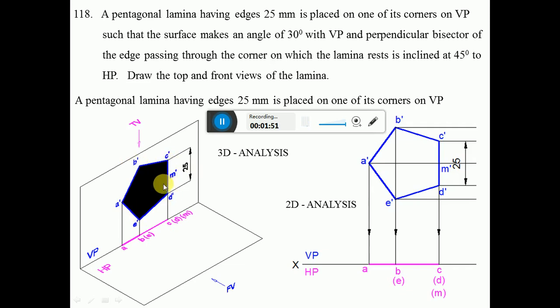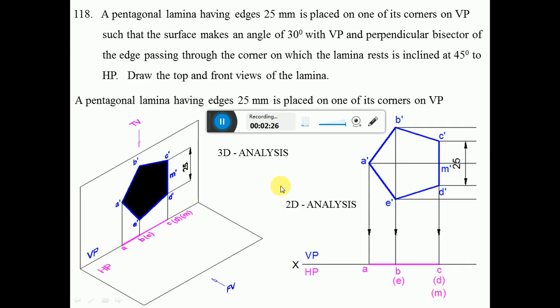When you look from the top view, since the surface is parallel to VP and perpendicular to HP, in HP you are going to get a line. But since it is parallel to VP, in the vertical plane you are going to get the true shape. When you look from the top view, A, B, C is visible, that is near to the observer, and D and E are away from the observer, so they become invisible, and of course M is also invisible.